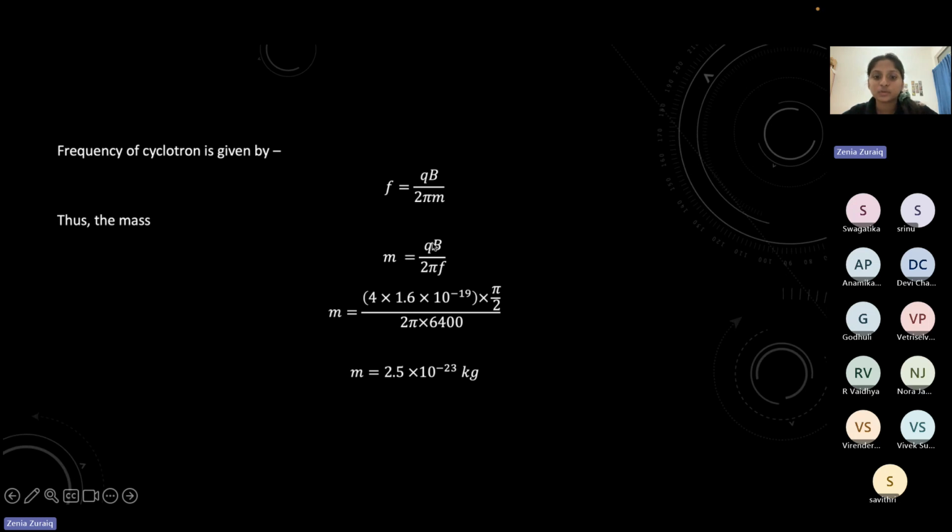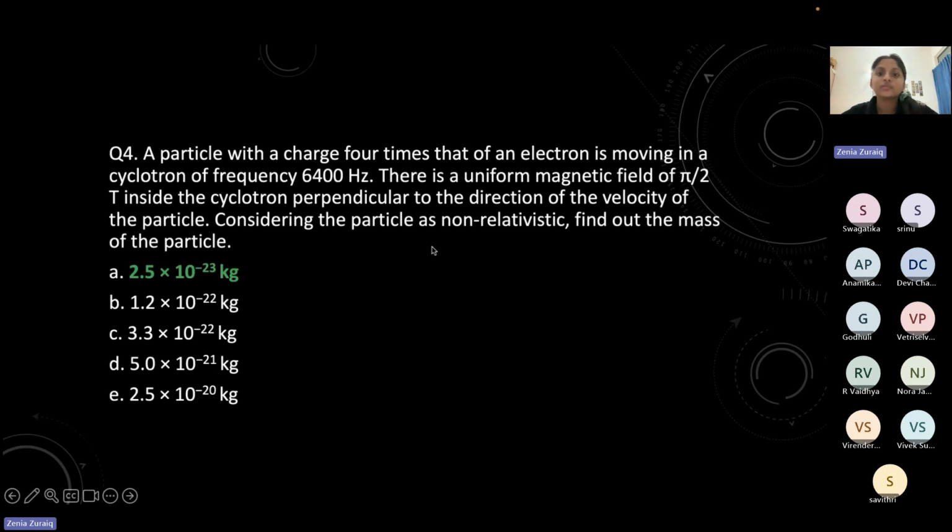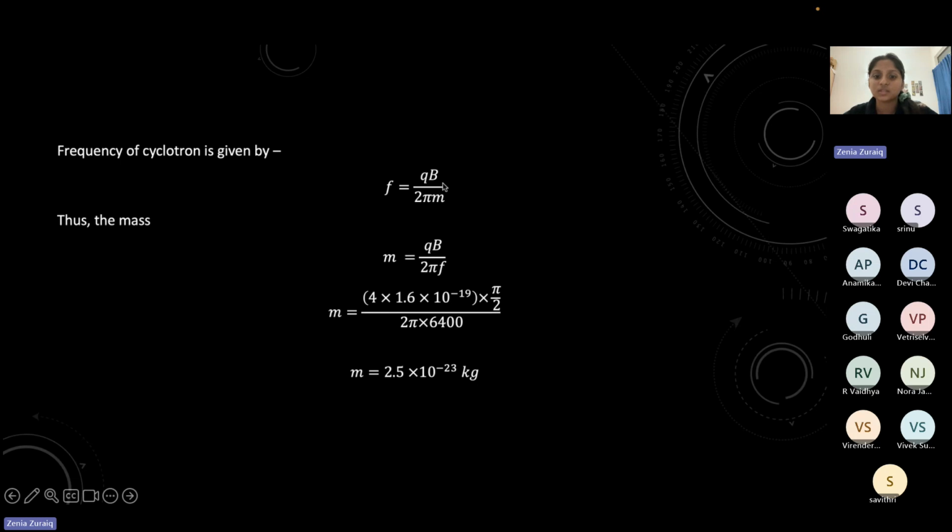So here you have to do Q. Maybe this is where you have gone wrong. Q is 4 times that of electron, right? That is mentioned, so the Q should be 4 times 1.6, should not just be 1.6. B and F are given to you, and from that you can find the mass of the particle. So is this clear to everybody? Just be careful, read the question carefully and solve it.